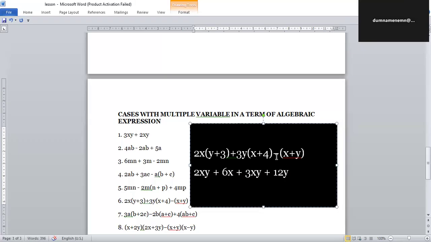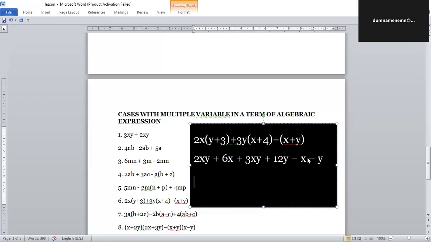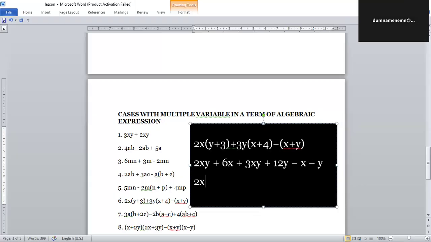Now, be careful with negative sign. Negative multiply x, you're going to have it to be negative x. Negative multiply y, you're going to have it to be negative y. We are done. Then you collect the like terms, you add and subtract. 2xy is coming. Then where is another xy? You see, we have 3xy. All right, so we are done with all the ones that have xy.